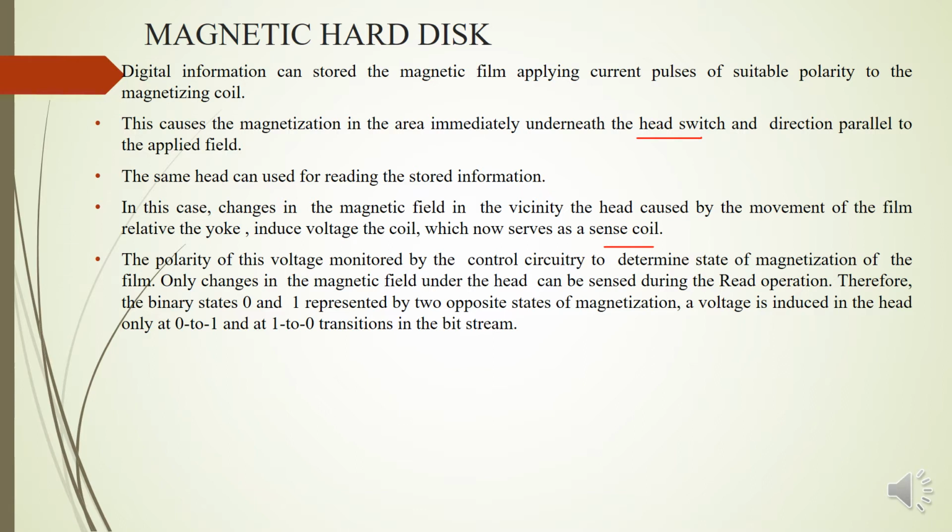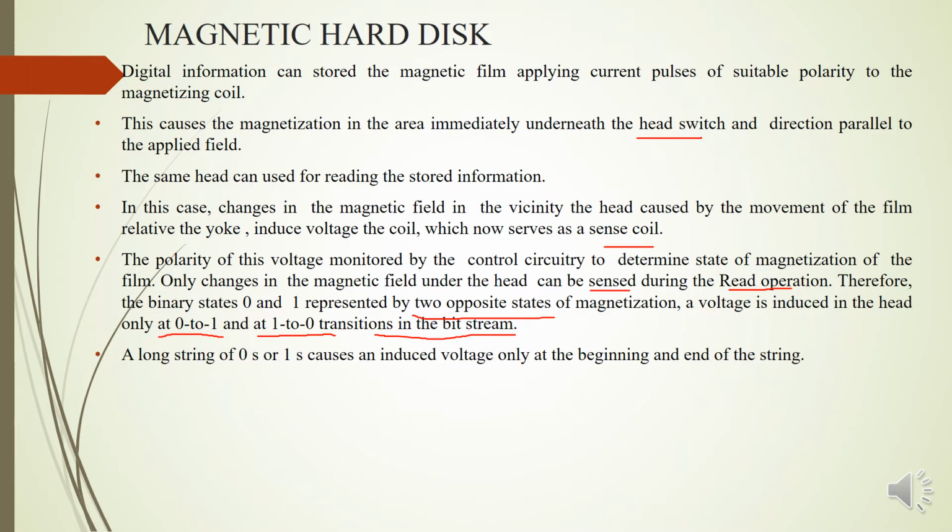Only changes in the magnetic field under the head can be sensed during the read operation. Therefore, the binary states 0 and 1 are represented by two opposite states of magnetization, and a voltage is induced in the head only at 0 to 1 and 1 to 0 transitions in the bit stream. A long string of zeros and ones causes an induced voltage only at the beginning and end of the string.